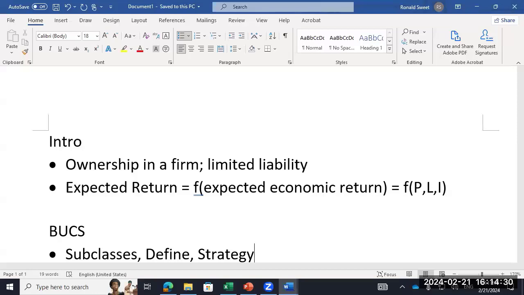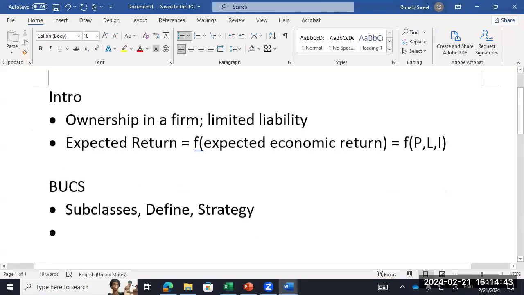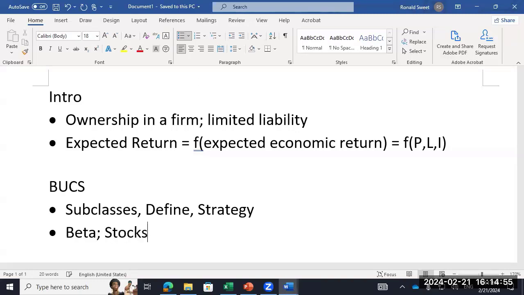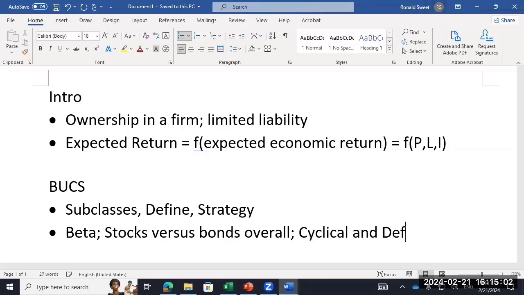Capitalization has to do with large cap, mid cap, small cap. Large cap is this, so it makes more sense. You could probably get around with saying capitalization has to do with the size of the company. There are these different categories. But for bucks, what was bucks? Beta. What are the subcategories? Yeah, beta, you can start with stocks versus bonds overall, and then you have cyclical and defensive stocks.